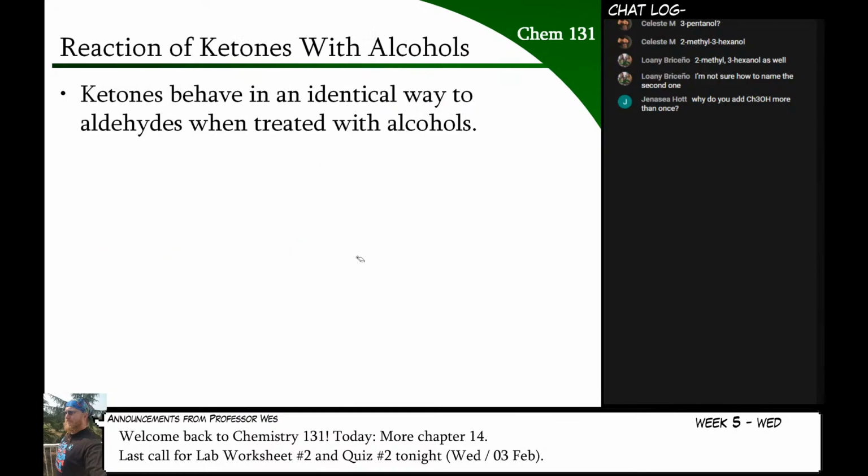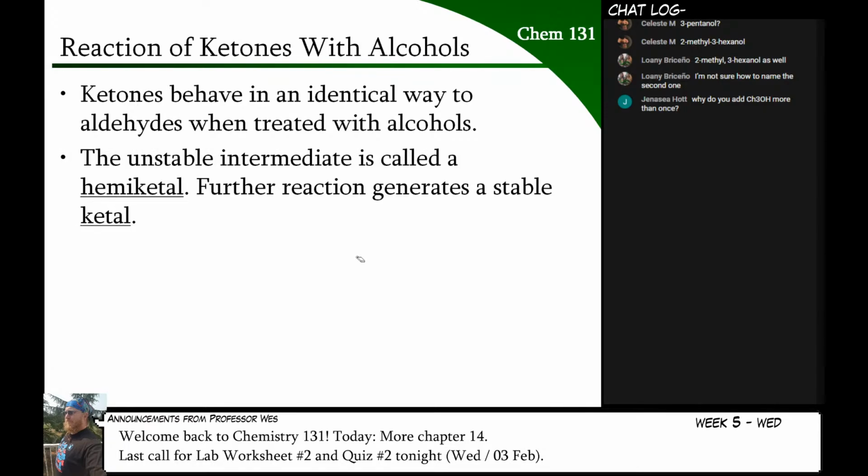All right, let's do another example here with a ketone. Ketones react exactly the same. The only difference is that instead of having that H hanging out from the aldehyde, it'll just be whatever the rest of the molecule is. So when we do this reaction, we're going to first get a hemiketal and then a ketal.